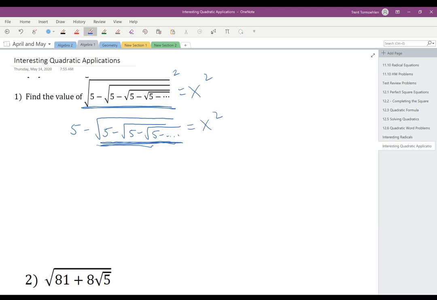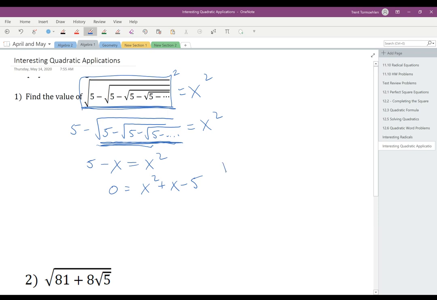And so we can replace, remember at the beginning of the problem, we said that this equals x. And so we can replace that with x. And so we get a problem that looks like that. And now we can solve that using the quadratic equation. x squared plus x minus 5 equals 0.